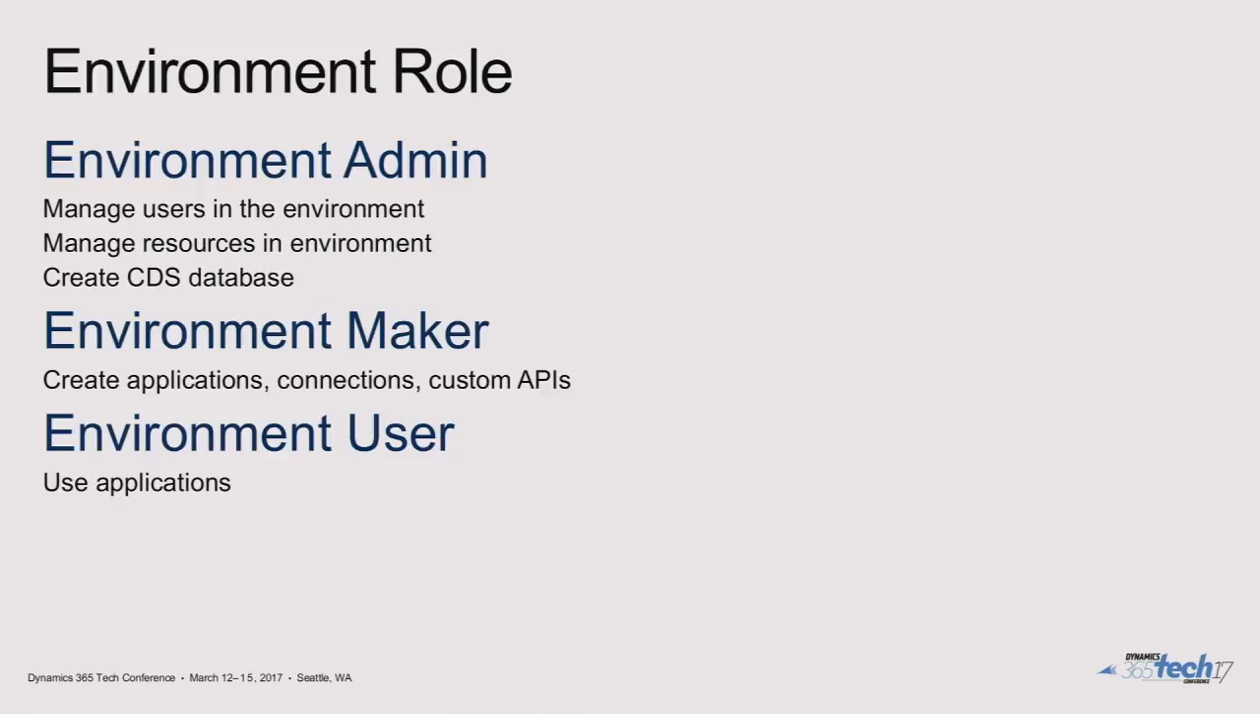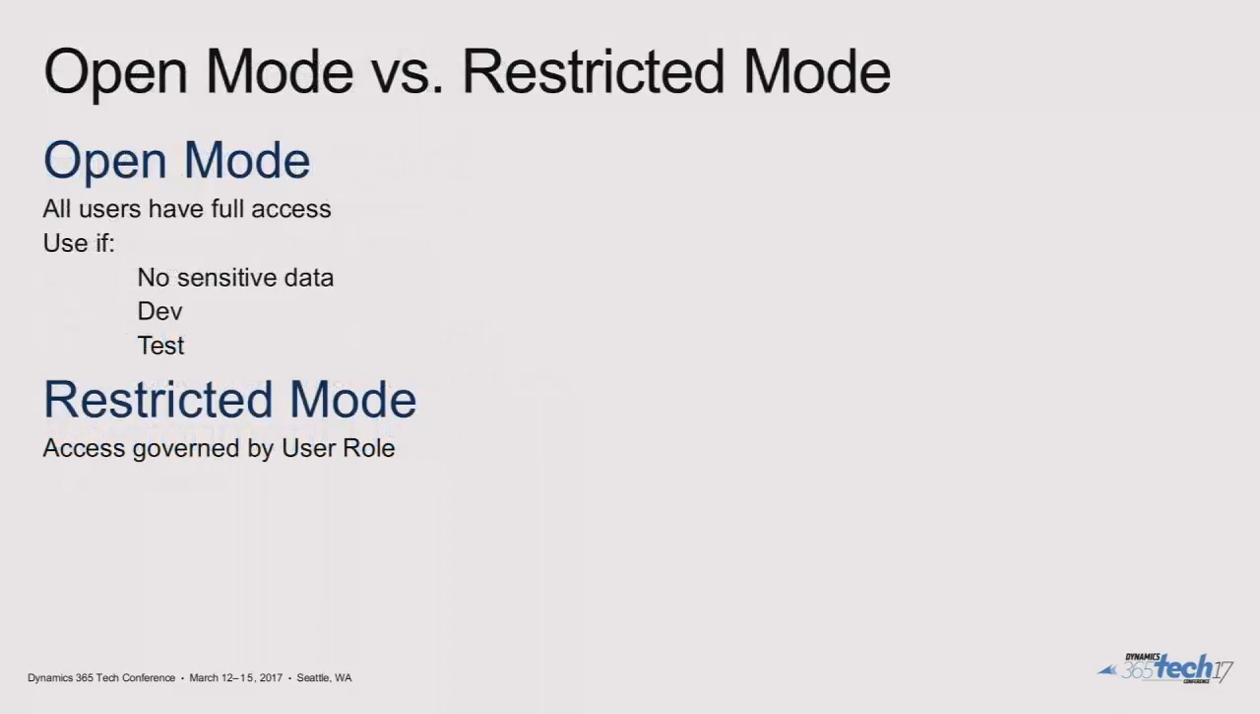So if we move downward, we have our environment, and I want to create a database in there. As a carry-on from this morning, the very first question you have to ask yourself is, should it be open or restricted? Open mode is full access to everyone. This is purely a convenience thing. There's a couple of cases where you use it. If you have no sensitive data and you don't mind everyone seeing everything inside the CDS, go for it. Open mode lets you skip all the user management.